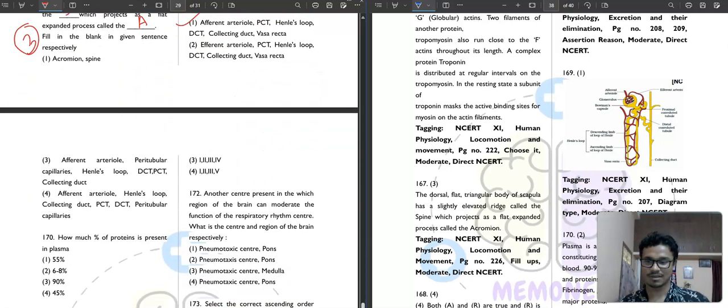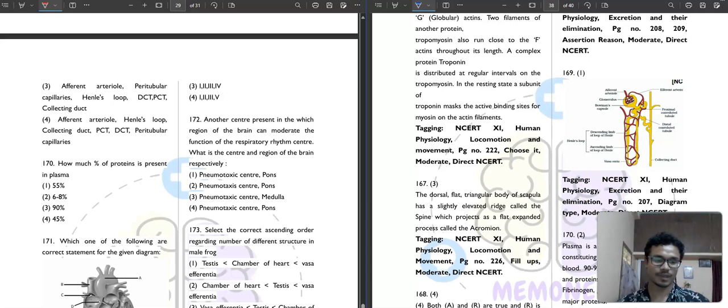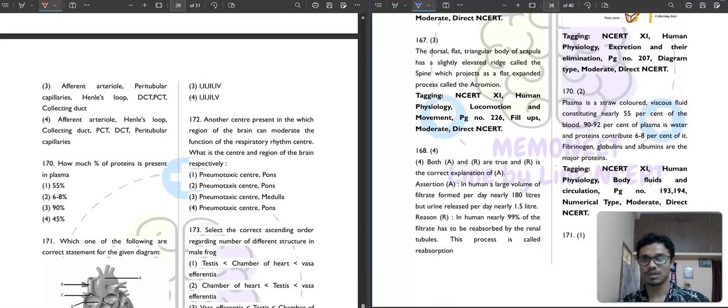Question number 170. It is asking you how much percentage of protein is present in plasma. Tell me, how much percentage of protein is present in plasma? That is your 6 to 8%. The second option is your correct answer.